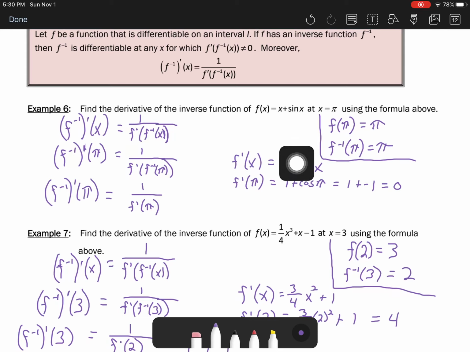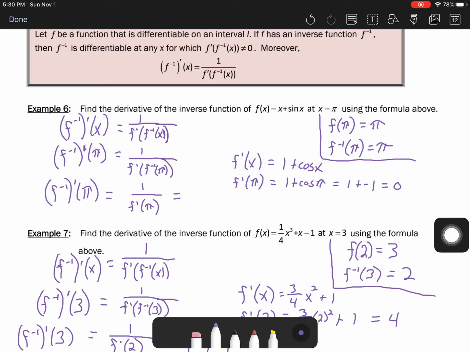So f prime of x, the derivative of that would be 1 plus, and then the derivative of sine would be cosine. And I'm evaluating that at pi, right? So 1 plus cosine of pi. And cosine of pi is -1, if you remember that. And so you've got 1 plus -1, which is 0.